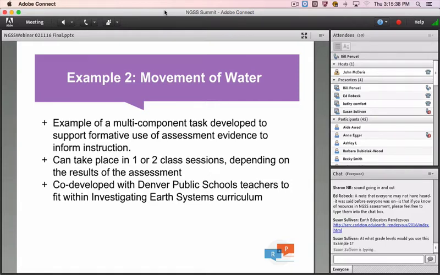In this case, the movement of water example is another example that appears in the NGSS and assessment report in the chapter on classroom assessment examples. And this also was developed collaboratively with Denver School Systems teachers to fit within the investigating systems curriculum that was developed by AGI.